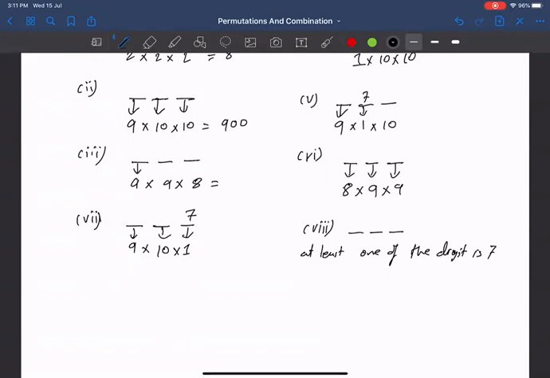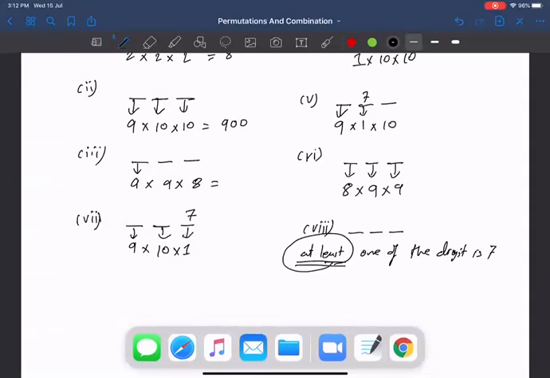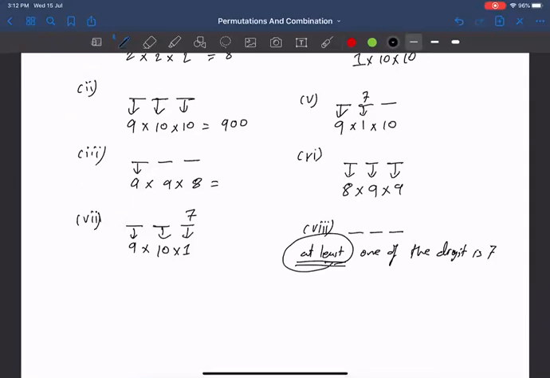Sir, can all the places be 7, hundreds, tens, and units? So you want me to explain now? Okay, now listen. What does at least one mean? If you don't understand English, convert it to Hindi: at least one digit should be 7. Don't cut me in between. At least one of the digits is 7 means at least one digit is 7. Okay?